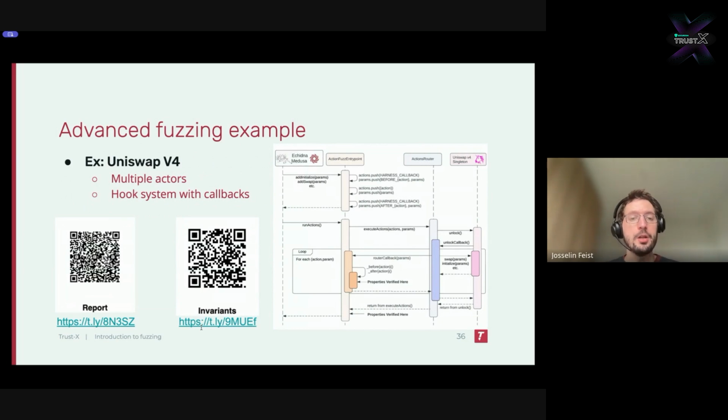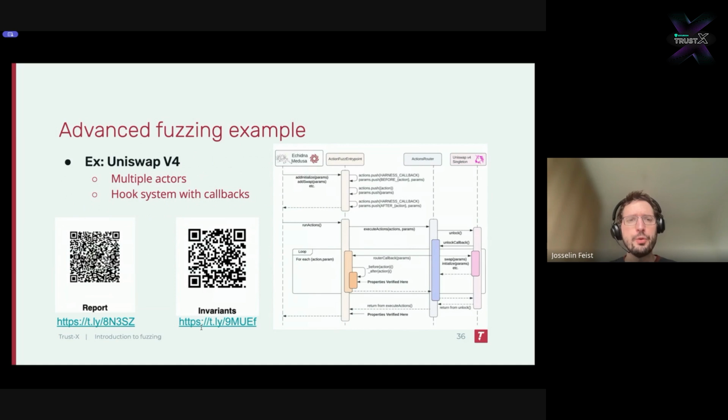So this allowed us to really do a large exploration of different behavior over Uniswap, which is not the simplest code base because you have a hook system, you have callbacks, you have all of that. And this approach of actor-based fuzzing did allow us to do that. I highly recommend to look at our report, which gives more detail about our approach and the invariant, which are public.